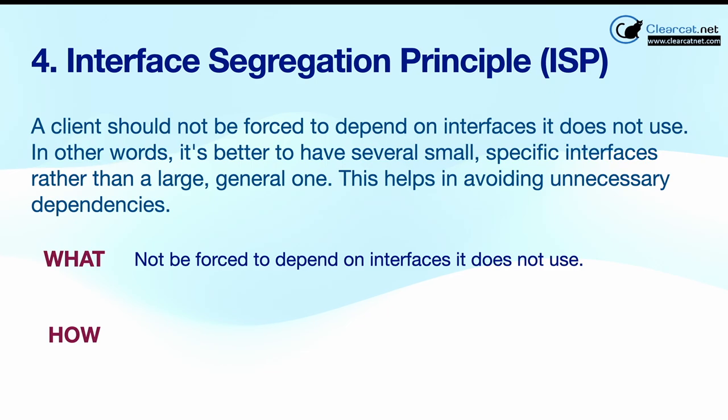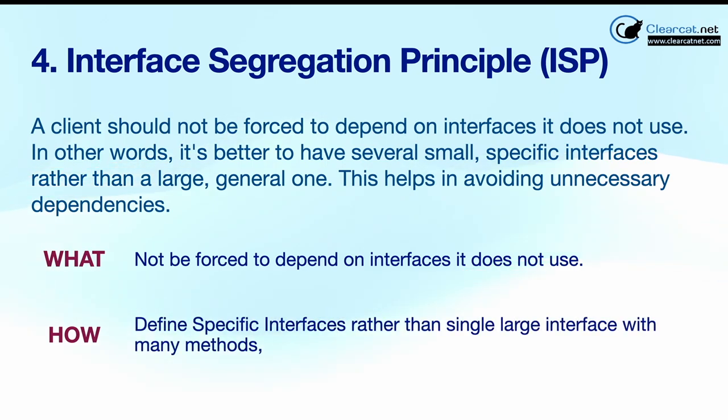And how? Define specific interfaces rather than a single large interface with many methods. Like if we create one general interface, there will be so many methods we have to declare. But when we inherit that interface in our classes, we should not force that particular client or child class to implement all the methods whether they are going to use them or not. So it is good to break down, segregate our interface into small pieces and inherit only the required ones. That is the what and how.